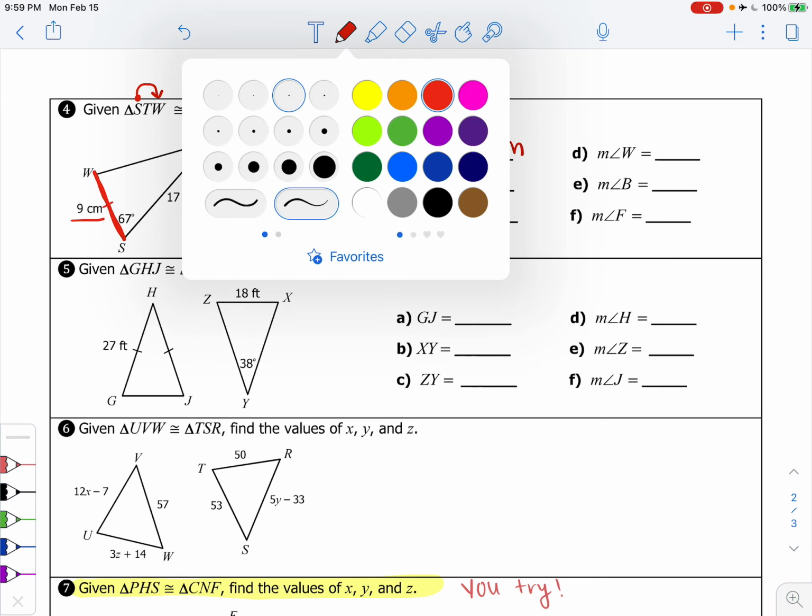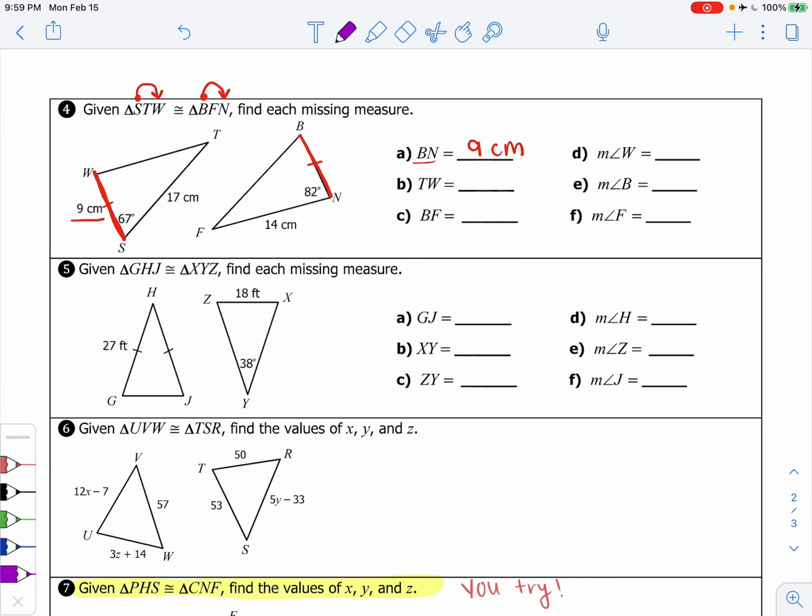For the next one, TW. Well, TW are the last two letters. So I need then to correspond with FN. So we've got TW is right here. That corresponds with FN. Again, lucky for us, I know that FN is 14 centimeters. And because FN is congruent to TW, they must be equal. So this one must also be 14 centimeters.